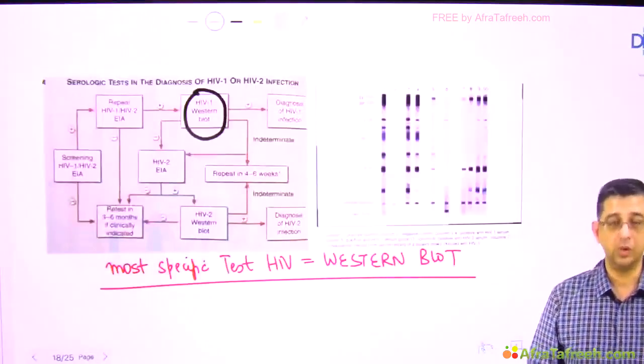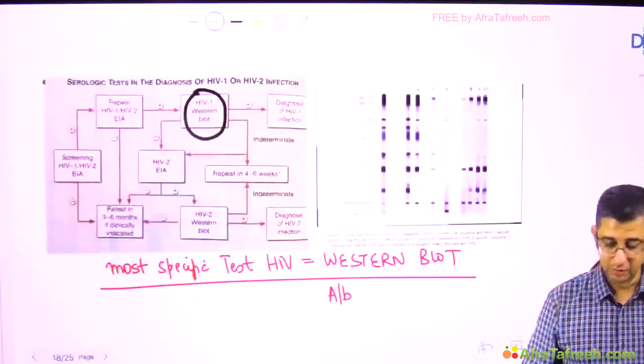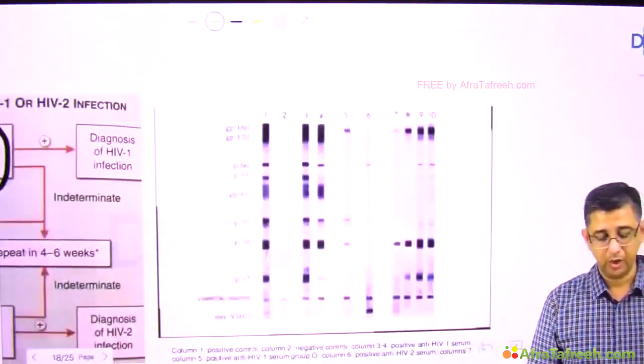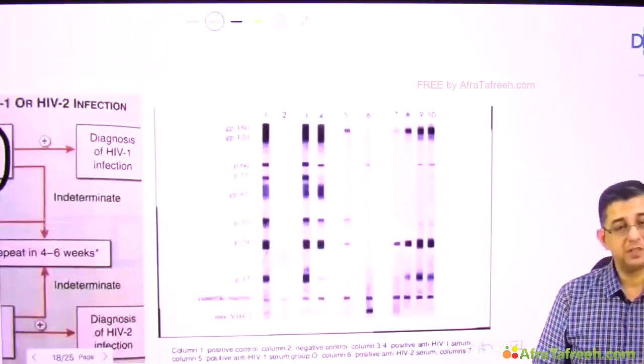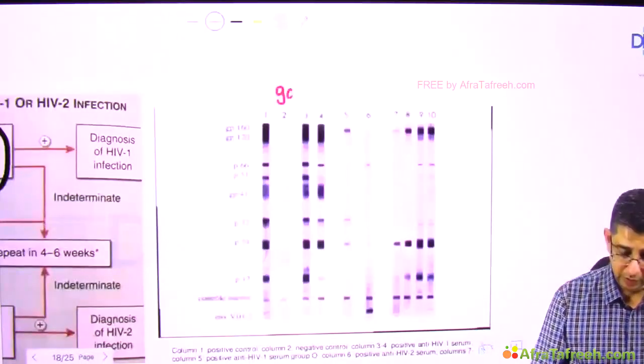And what does Western blot do? It picks up antibodies against all these antigens. For example, the antigens are gp160, gp120, then P17 matrix protein, P24. All of these are encoded by 3 genes. You know that from basic sciences, so I have not spoken about that.